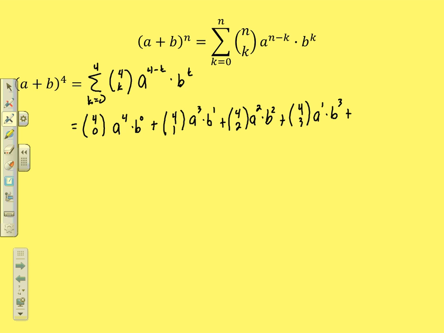So the last one here is going to be 4 choose 4 times a to the 0 power, because 4 minus 4 would give me 0, times b to the k power, which in this case would give me b to the 4th power.